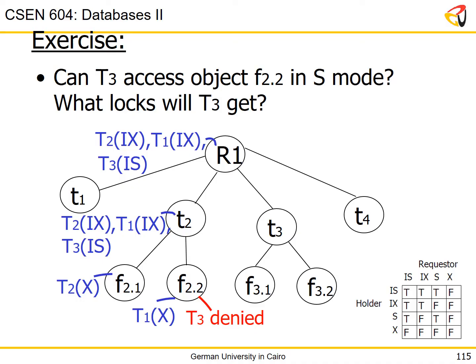Now, if transaction T3 comes in and it requests intention shared, it will be allowed according to our compatibility matrix. It will go to T2, will request intention shared, it will be allowed. When it attempts to read F2.2, which is the second column in the second row, it will be denied because transaction 1 is writing there the value. Okay.